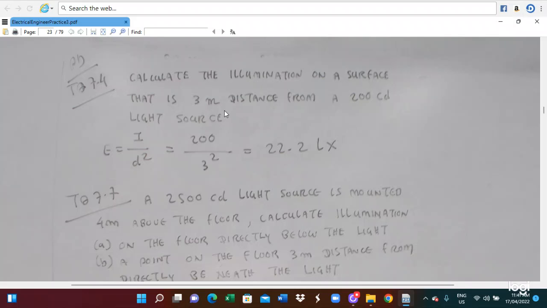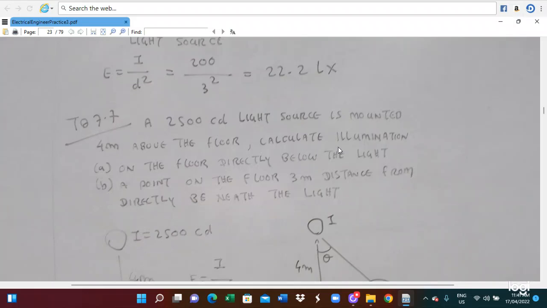There is a 3 meter distance from the 200 candela light source. In this case, E equals I by D squared. So I is 200 candela, D is 3, so 3 squared. 200 divided by 3 squared, you get 22.2 lux.